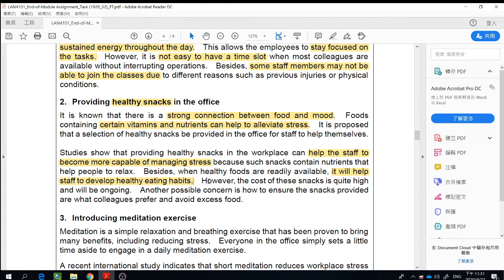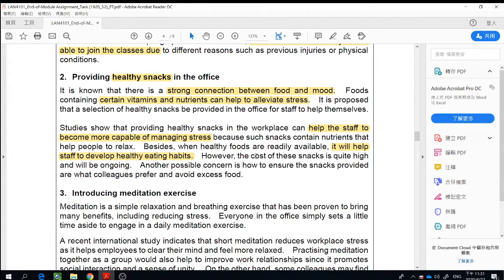Benefit number two. However, whenever you find the word however, that means we're going to talk about the concerns. The cost of these snacks is quite high and will be ongoing. All right. And then it's difficult to ensure the snacks provided are what the colleagues prefer, and it may cause health problems if they eat too much. All right, there could be some concerns.